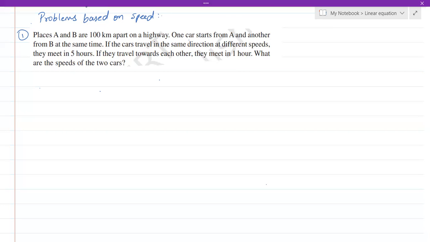Now, what is given in the question is that there are two cases. In the first case, there are two places A and B. Let's say this is A and this is B, and the distance between them is 100 kilometers. This is the first condition.